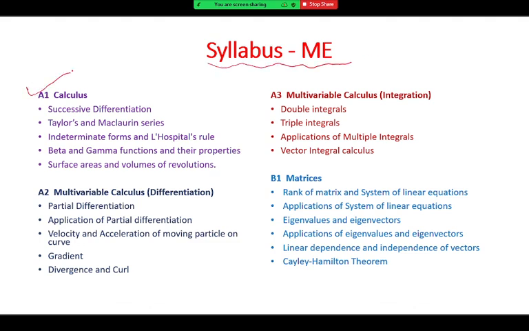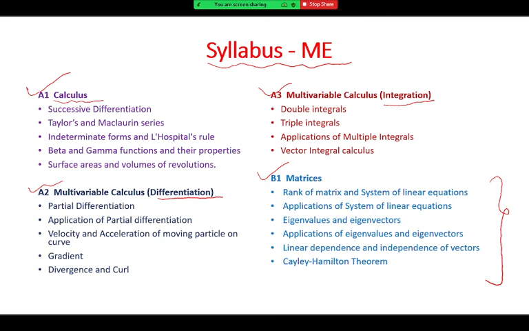Calculus has three parts: A1, A2, and A3. So this is single variable calculus, multivariable differential calculus, and multivariable integral calculus. Those are the three calculus parts, and then algebra, matrices, is there. This matrices topic is common to both ME and NS.